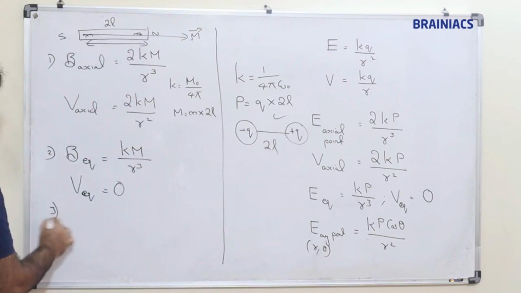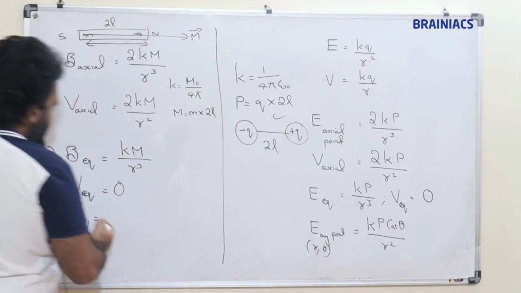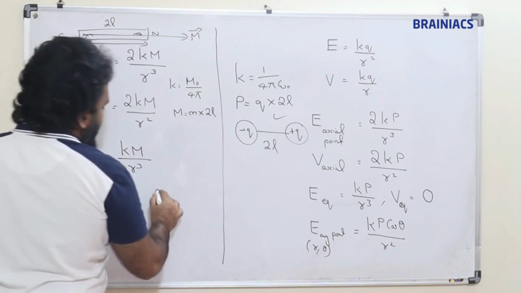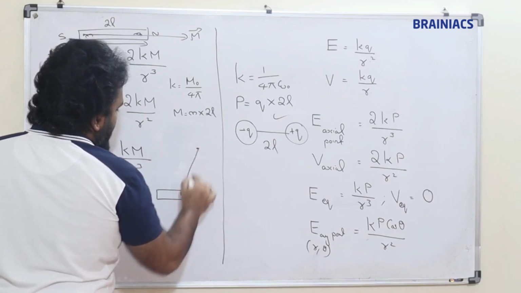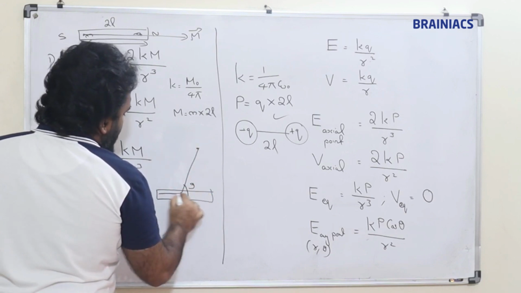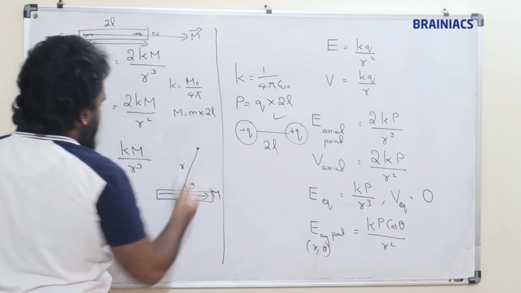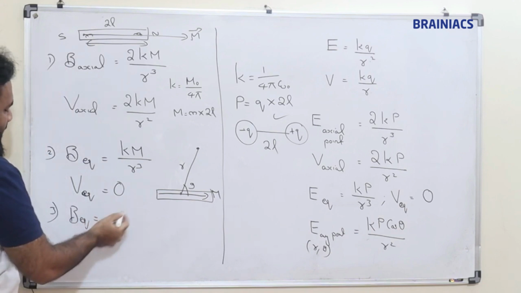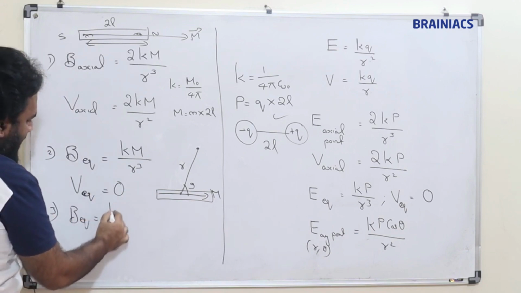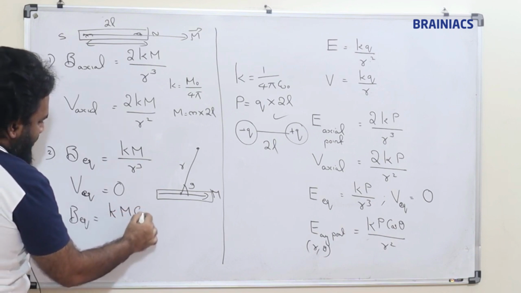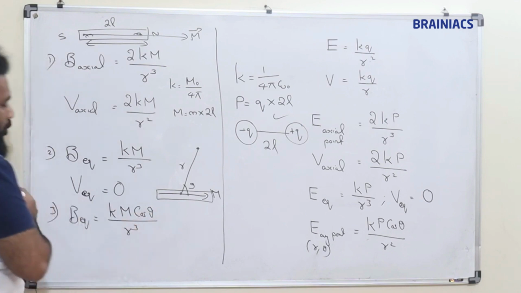Now the third point is the magnetic field due to a magnetic dipole at any point, at an angle theta with respect to the direction of the magnetic dipole moment. So this is r. This we have seen in the previous session. So now this one is K M cos theta divided by r cube.